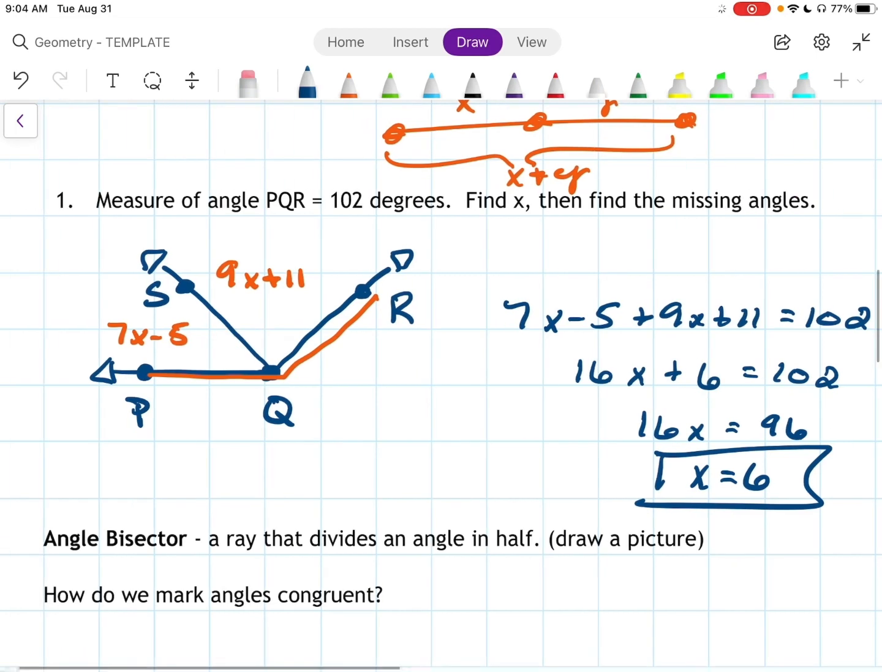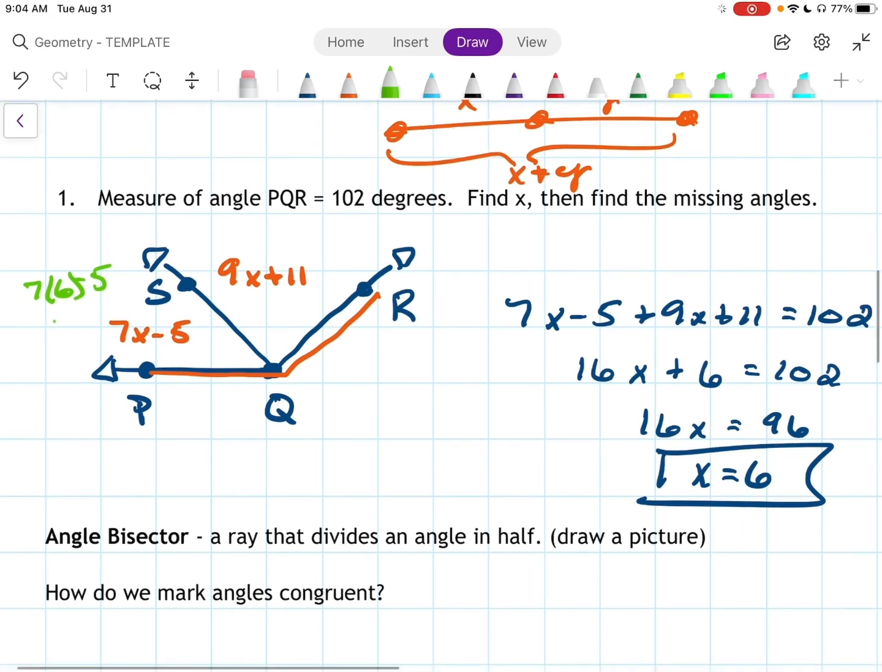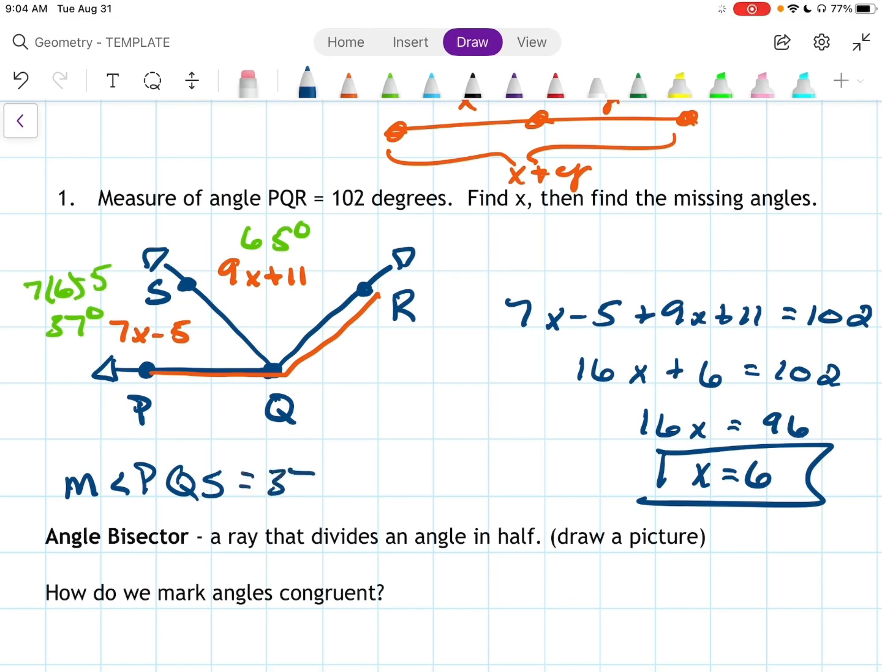Now to plug back in, I'm just going to put my 7 times 6 minus 5. I'm going to type that in, and I got 37 degrees. For the other one, I'll have 9 times 6 plus 11, and that's going to be 65 degrees. So those are my missing angles, but I want to label them here. So I'm going to have measure of angle, and then I have to start on one of the sides, then have a vertex, and then go to the other side. So I'm going to say PQS. That's talking about that left angle there. The measure of that angle is 37.